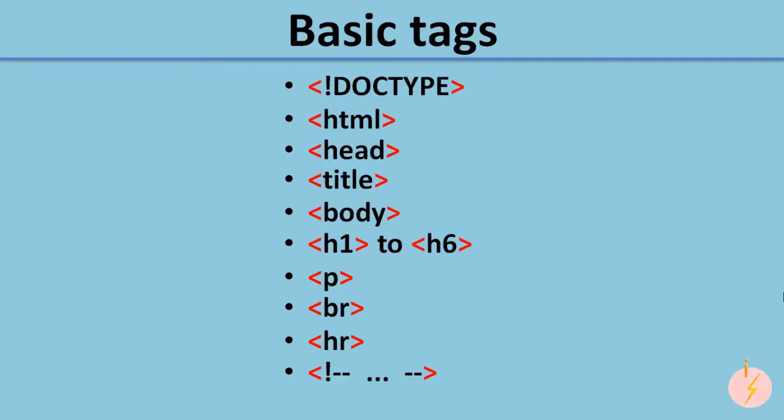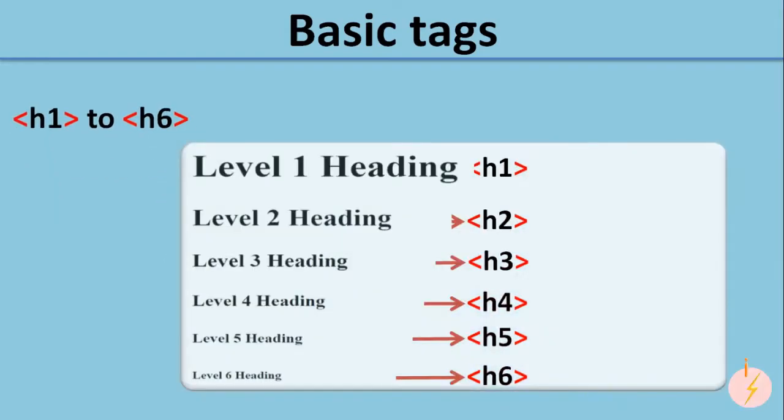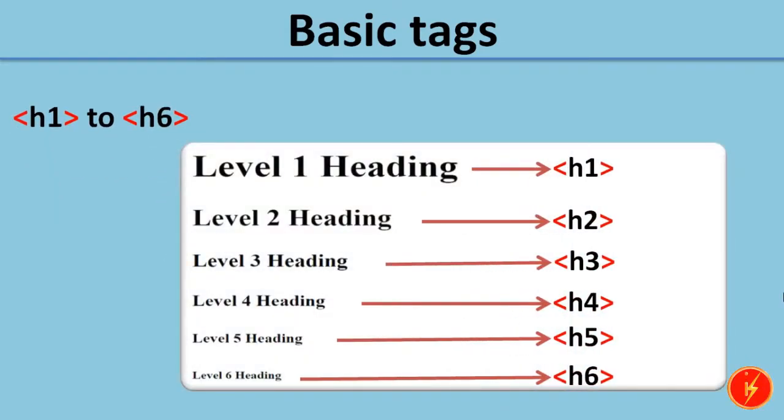Next, heading tags from H1 to H6. These are used to define headings in an HTML document. There are 6 levels of headings defined by the tags H1, H2, H3 up to H6. H1 is the largest heading tag and H6 is the smallest one. So H1 is used for the most important headings. Moreover, headings are used by search engines for indexing the structure and content of the web page.